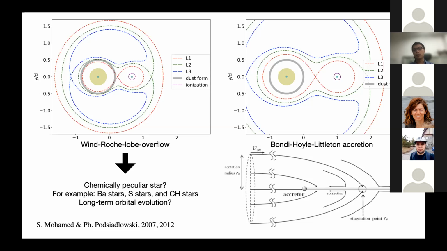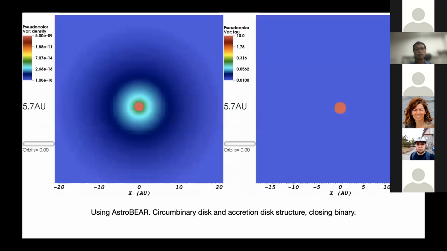with AstroBEAR, 3D radiation-hydrodynamic simulations. We first construct a phenomenological pulsating AGB star. The left figure shows the density. The right figure shows the optical depth from the surface of the AGB star.